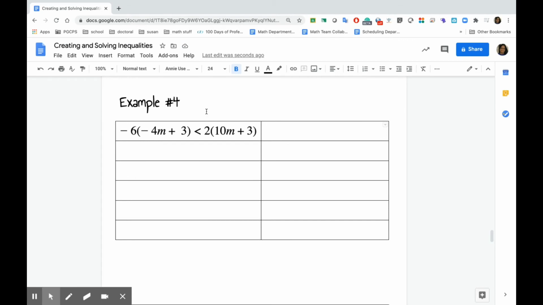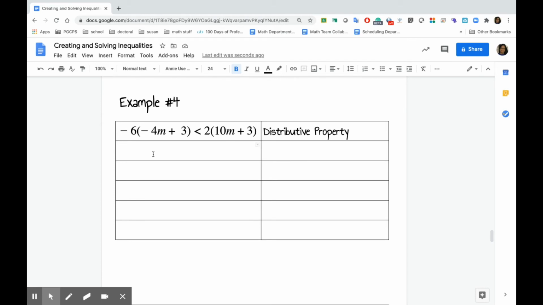Now let's answer example number 4. Negative 6 times the quantity of negative 4m plus 3 is less than 2 times the quantity of 10m plus 3. To solve this, let's first use the distributive property. So we will multiply negative 6 to negative 4m and positive 3, and multiply 2 to 10m and positive 3.